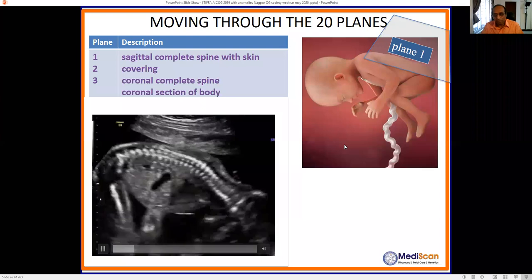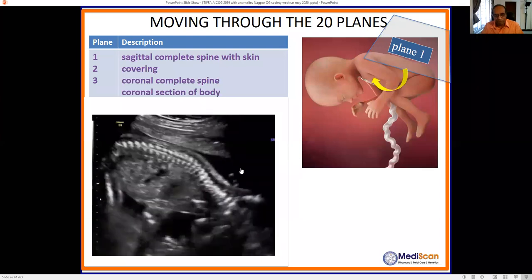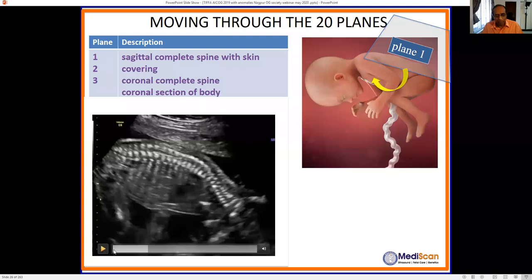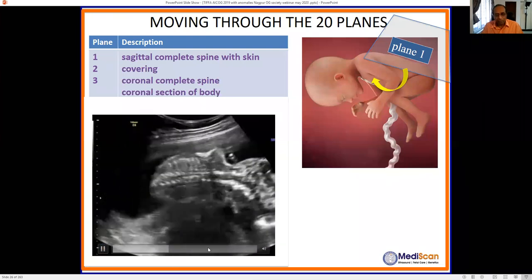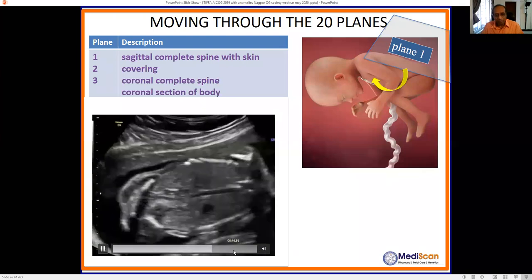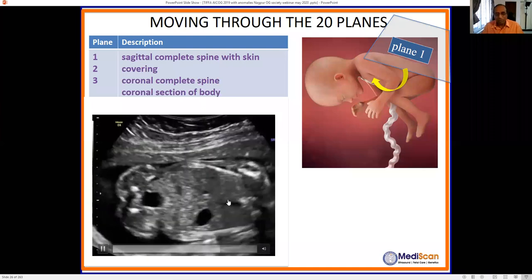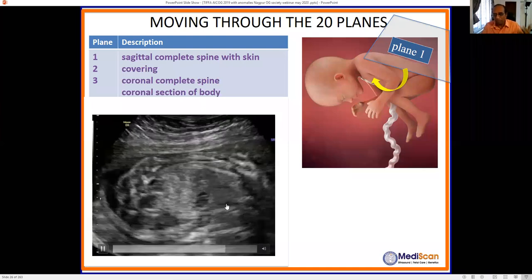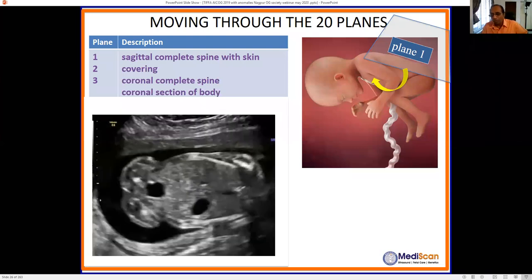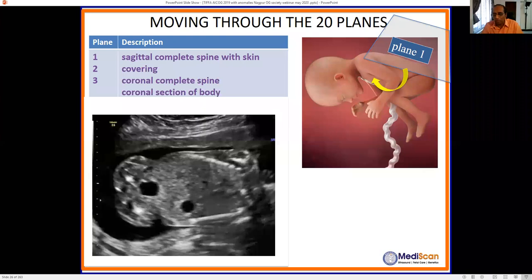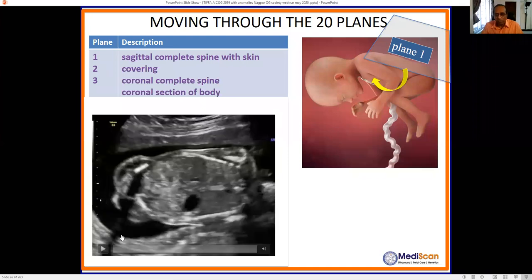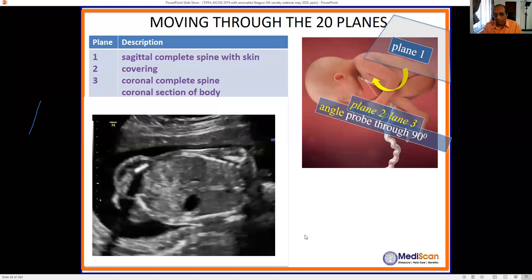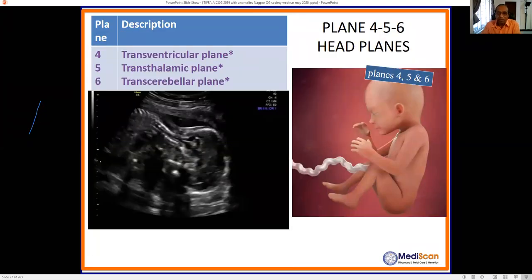Then you just move a little bit towards the abdomen and you get the coronal view of the spine. And you also get a coronal section of the body. So this is a quick 3-plane approach. Go to the sagittal section of the spine, move your probe towards the side of the baby so that you get the coronal view of the baby. The posterior coronal view will get you the spine and the anterior coronal view will get you the abdomen. So these are 3 planes. Next is plane 4, 5, 6.